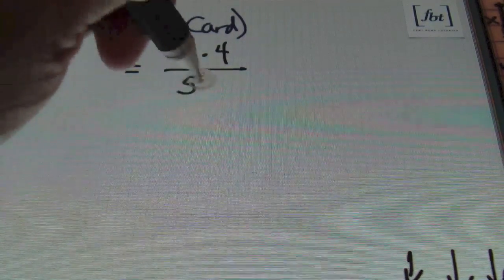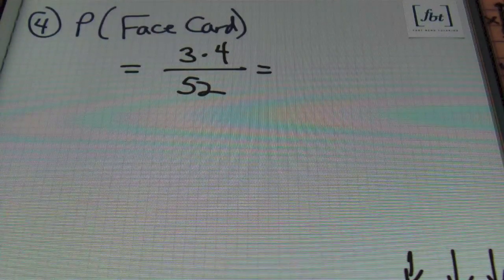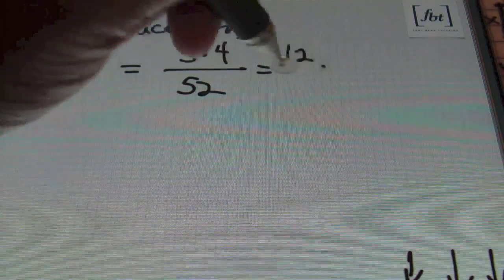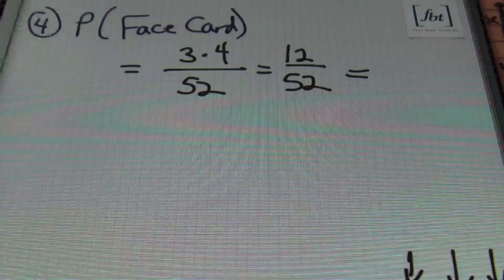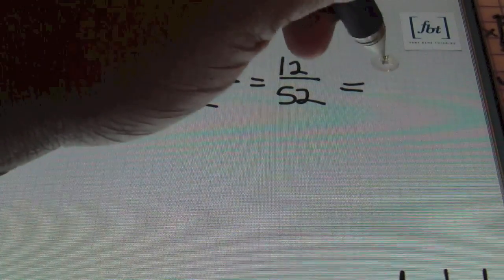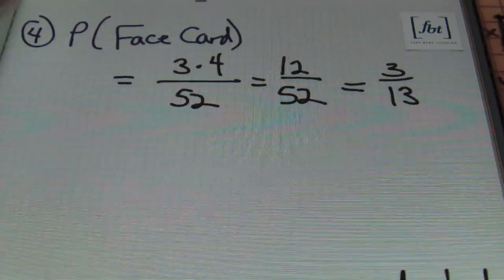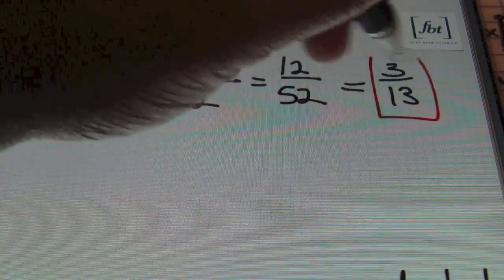So that's going to be over your total of 52. So you end up with 3 times 4, which is 12, over 52. And this reduces, ladies and gentlemen, by 4 to give me 3/13. And that's the answer. Done and done.